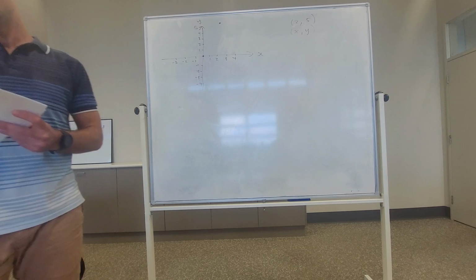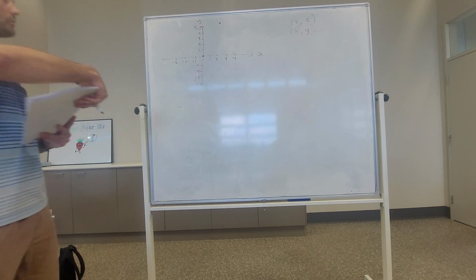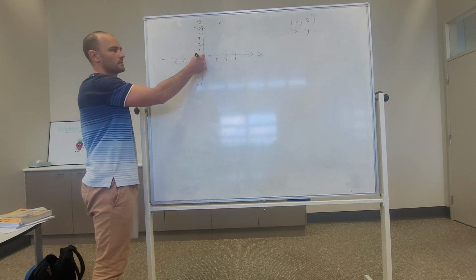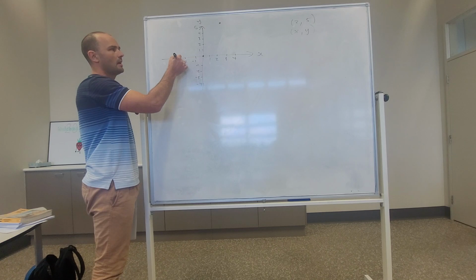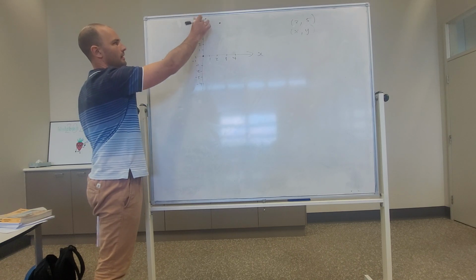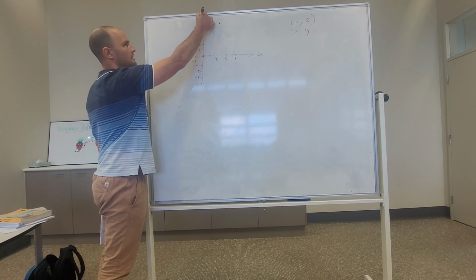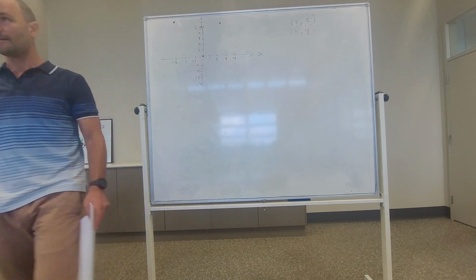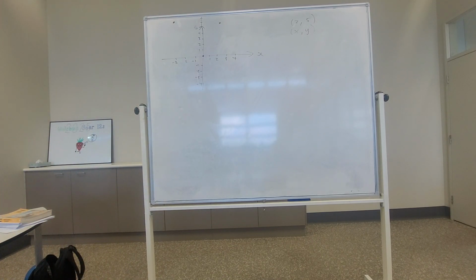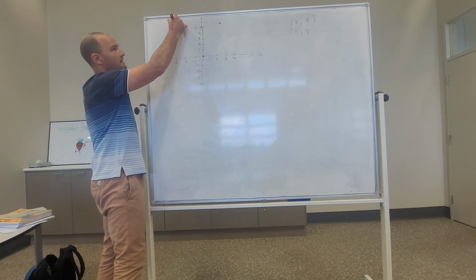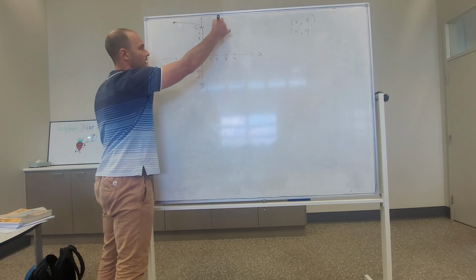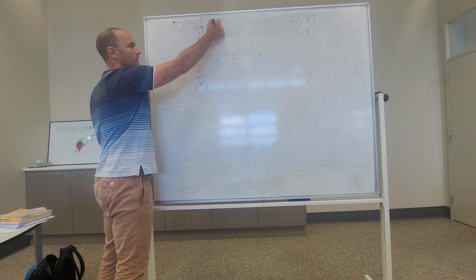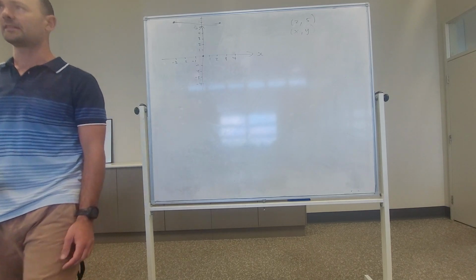The second coordinate is x is minus 3, but y is 7. So 1, 2, 3, and then up 7. Here's 5. I need to go a bit higher. 6, 7. So that's where my second coordinate is. Now I'm asked here, find the distance between them. How far is it if you're going to walk from here to here? How many grid units is it to walk that distance?